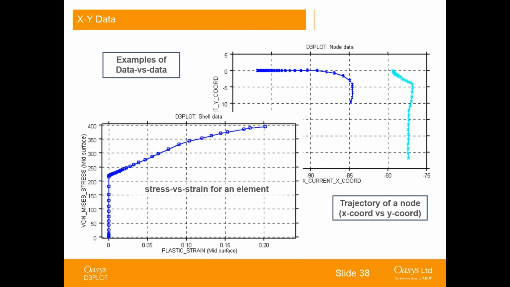Examples of XY data that we can plot in D3plot are either data versus data or data versus time. Data versus time could be the displacement time history. Data versus data could be von Mises stress versus plastic strain, for example. So this gives you the stress strain curve. This is a very useful check for us because we can make sure that the LS-DYNA result is matching what we've input into the keyword. So this is one of the standard checks that you might perform.